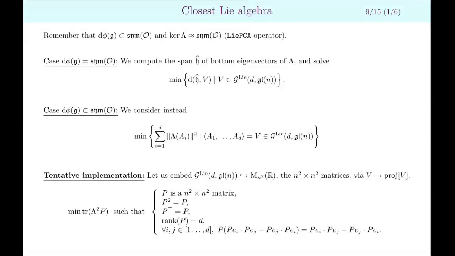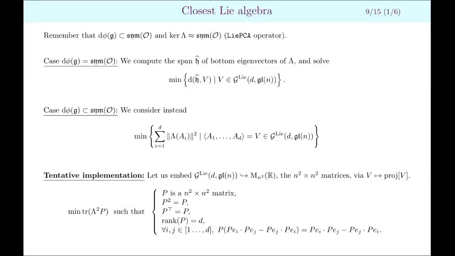Okay, so how to implement that on my computer? An idea would be to embed all these spaces in a nice vector space. So for instance, we can embed the space of Lie subalgebras into the n squared times n squared matrices by converting a linear space into the projection matrix on it.